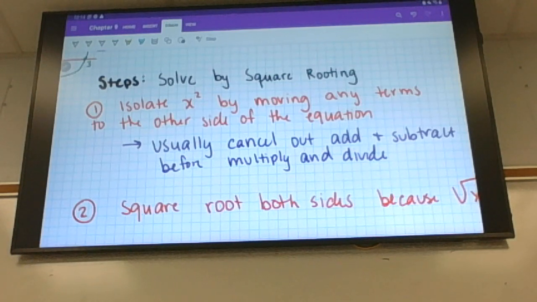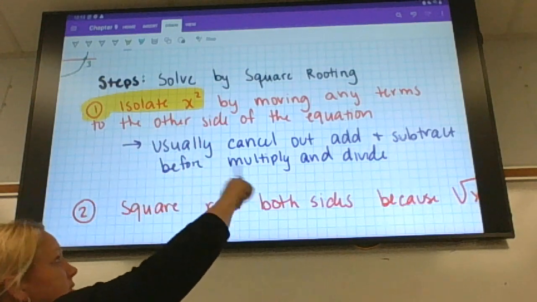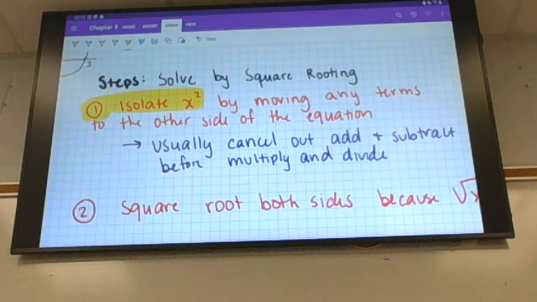Alright, here's our steps for chapter 9.3. Step 1, isolate x squared. You could just write that if you don't want to write everything. Step 1, isolate x squared. The way we do that is by moving any terms to the other side. Move things around so x squared is alone.